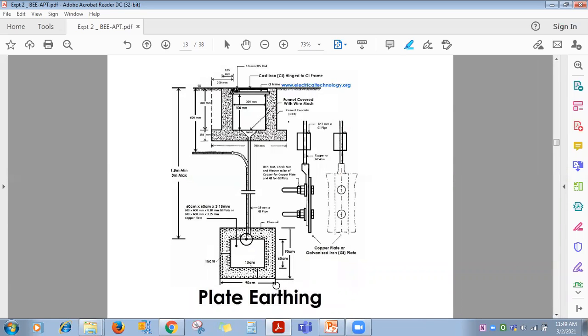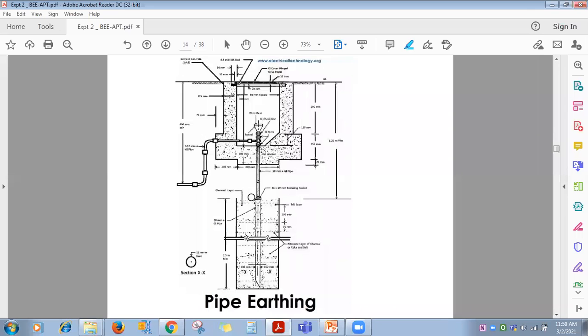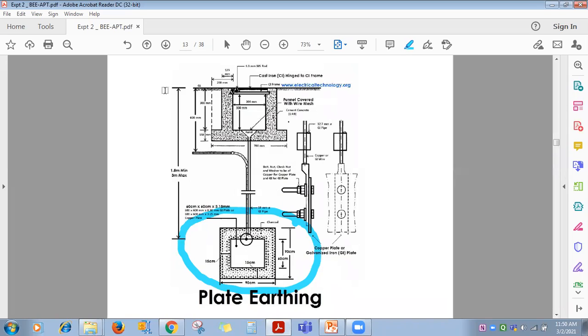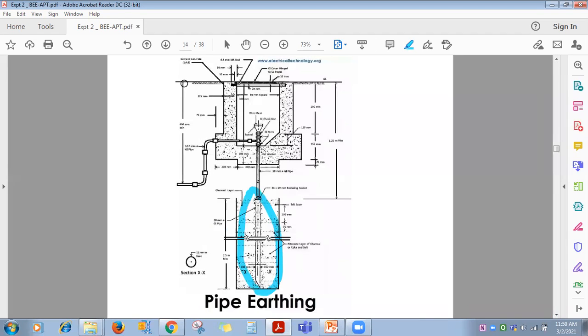Two types of earthing are there: plate type of earthing and pipe type of earthing. What is the difference? Here a plate of galvanized iron or copper material is used, and here a pipe or rod of the same material is used. That is the only difference. In both diagrams you can see, this is the ground level. All the construction you can see on the screen is under the ground. In the second, pipe or rod type of earthing, this is also the ground level. This whole arrangement is under the ground.